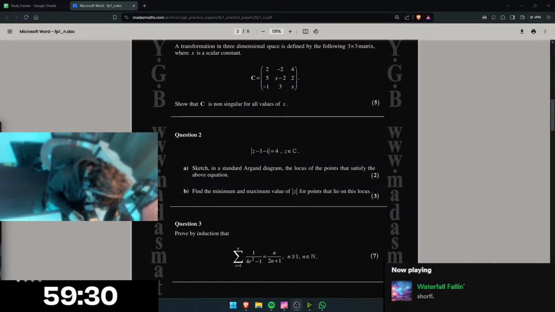Sigma n r equals 1 of 1/4 r squared minus 1 equals n over 2n plus 1, n is greater than or equal to 1. We have an induction proof. Do love induction proofs.